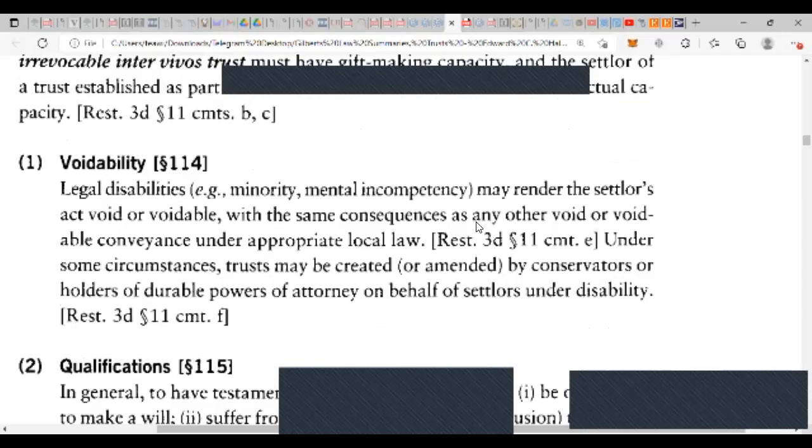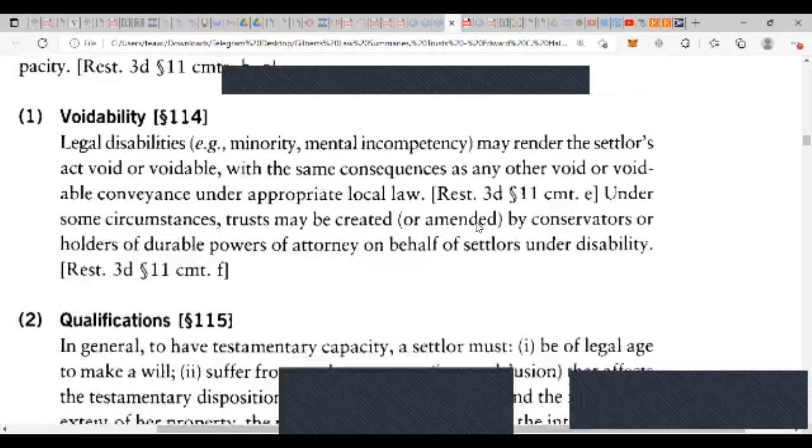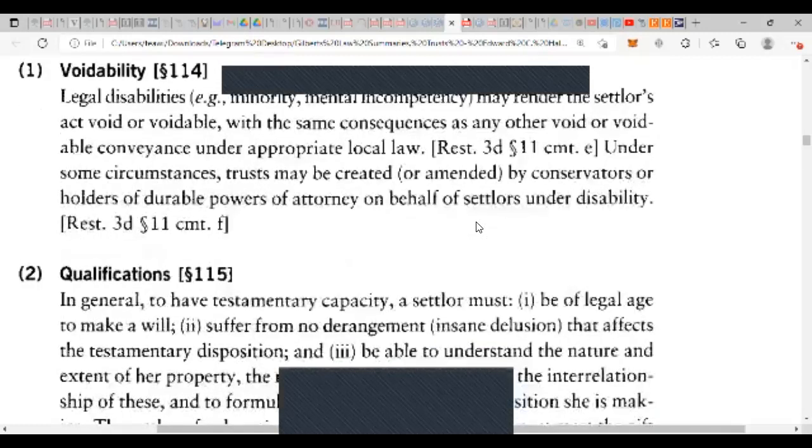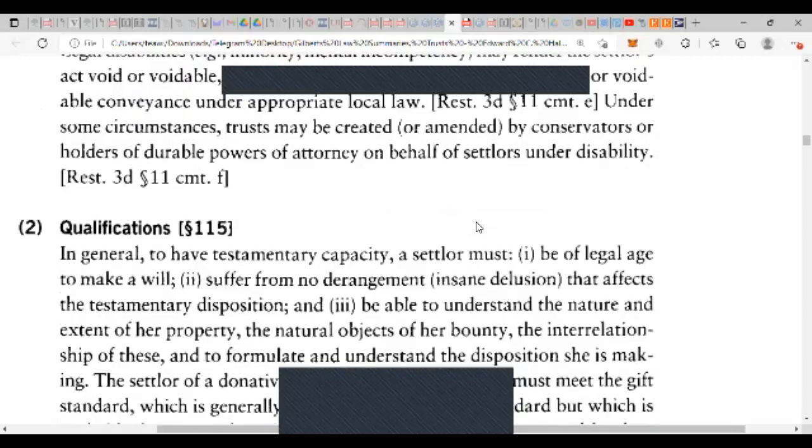Voidability, Section 114. Legal disabilities, such as minority or mental incompetency, may render the settlor's act void or voidable with the same consequences as any other void or voidable conveyance under appropriate law. Restatement Third, Section 11, comment e. Under some circumstances, trusts may be created or amended by conservators or holders of durable powers of attorney on behalf of settlors under disability. Restatement Third, Section 11, comment f.